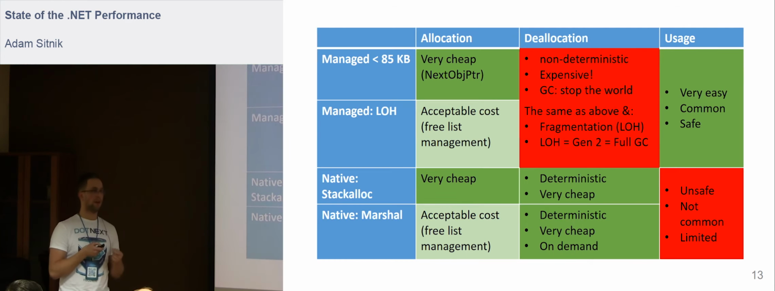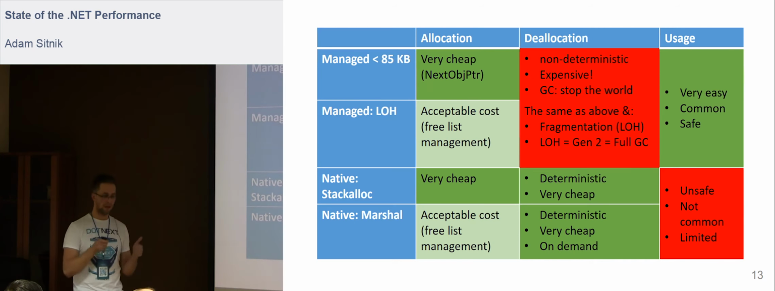But it has some disadvantages. It's of course very fast to allocate, deterministic to deallocate, but it's unsafe to work with, not very common across the APIs, and kind of limited. On the other hand, the managed memory, we can allocate it very fast. The deallocation is very expensive because it's non-deterministic, and GC is working in a way that when it starts to work in the second and third phase, it suspends all of other threads in the application.